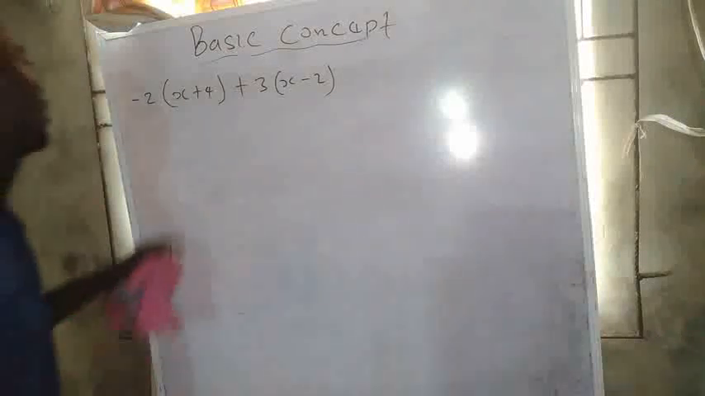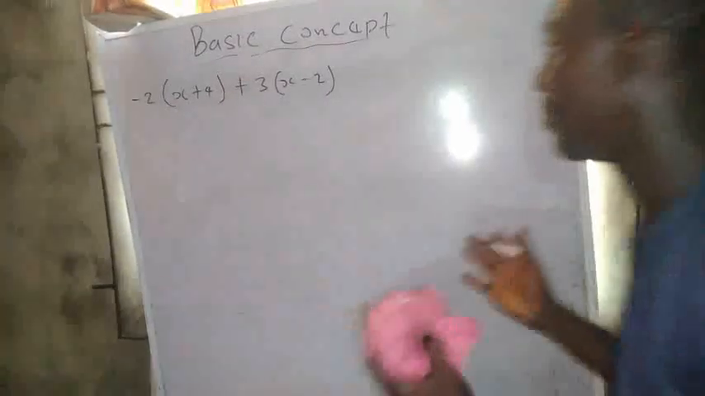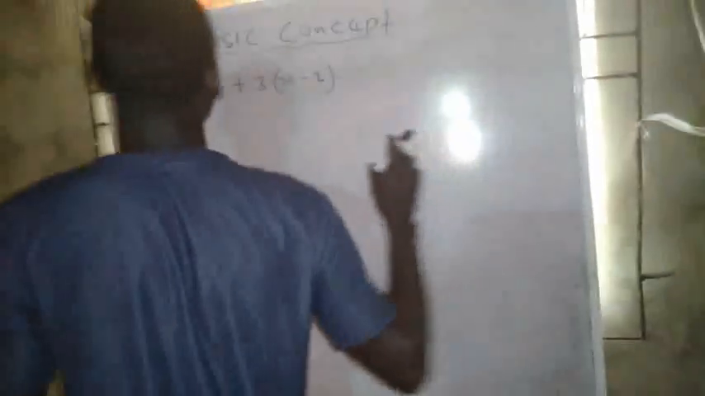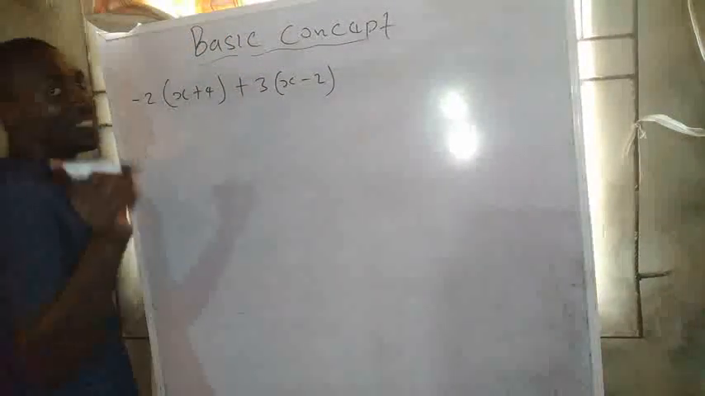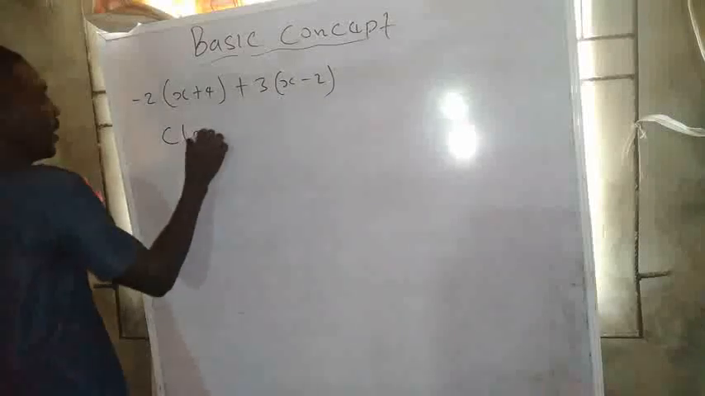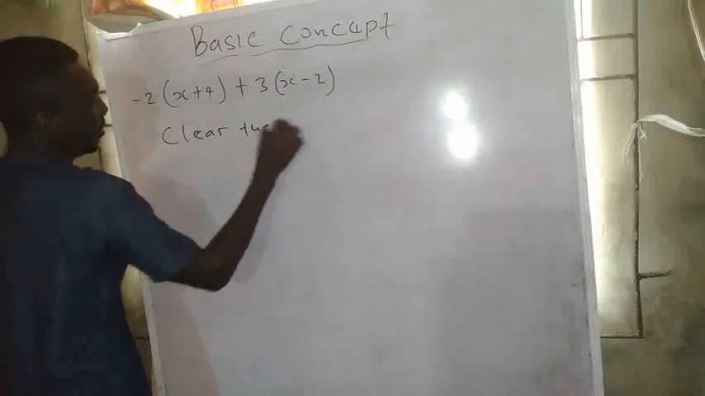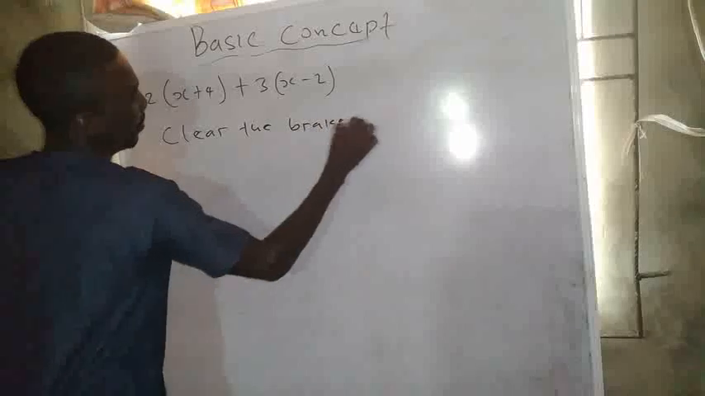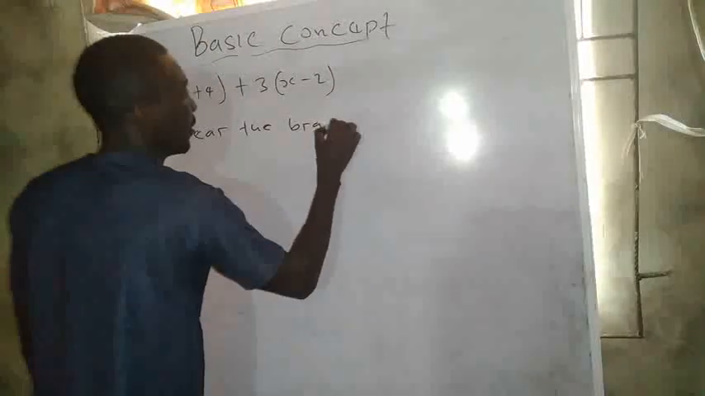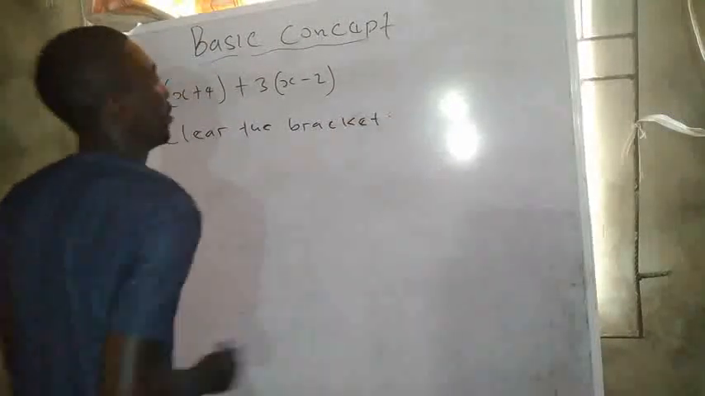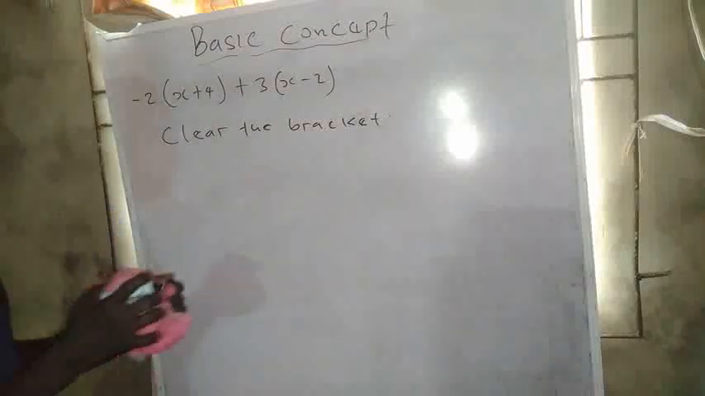Yeah, we have minus 2 into (s plus 4) plus 3 into (s minus 2). So the next thing here, we need to clear the bracket. Sorry, I didn't write it earlier. Just need to clear the bracket.